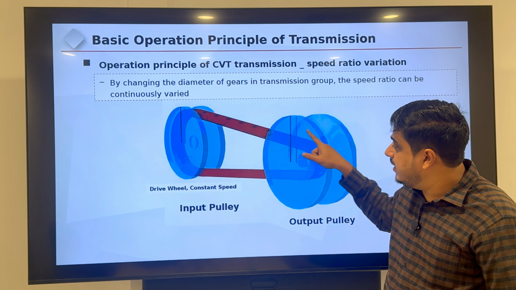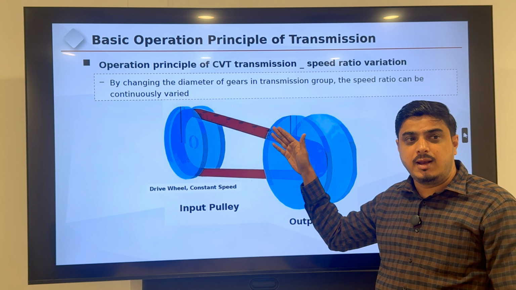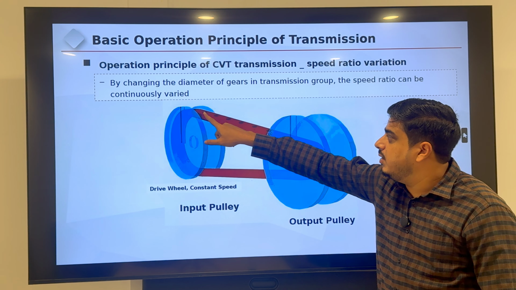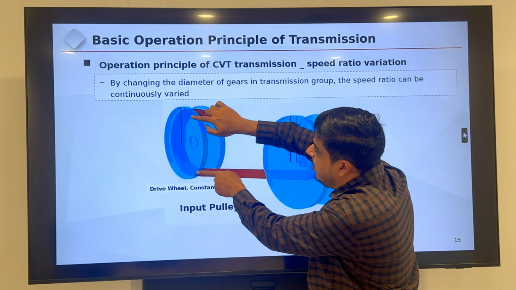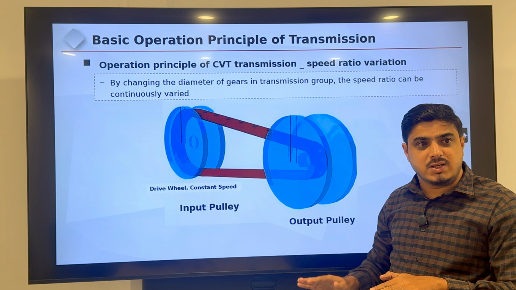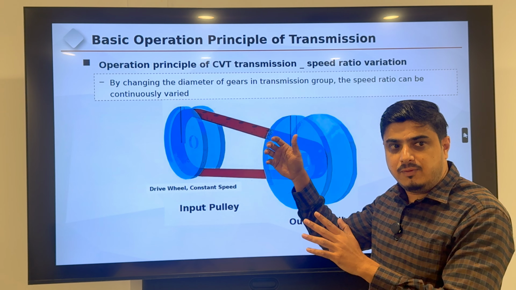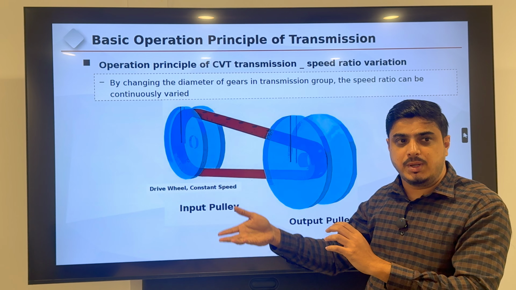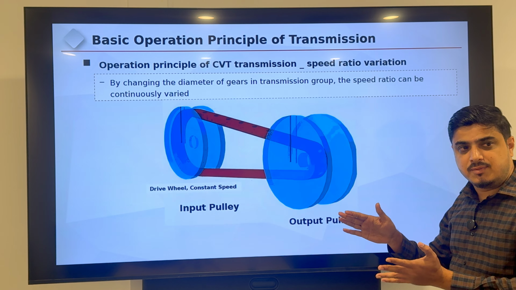If this one is big and this one is small, the speed ratio will be increased. This means you are driving the car at high speed, like this. If this is small and this one is bigger, the belt diameter here is big and the belt diameter there is small, then you are driving the car at low speed, high torque, first and second gear. This is the difference. There we arrange a set of gears. Here only two pulleys control all the speeds by changing the diameter of the belt and the pulley, increasing and decreasing the speed and the gear.